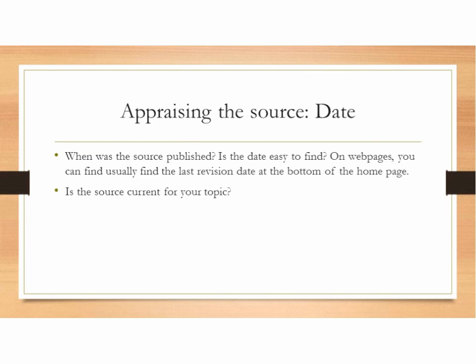A lot of the times, people in the science field will say something older than 5 years is not applicable because science is updated so often. If you're looking for a historical source, that may be fine, but just be very cognizant of when it was published, when that information is coming from.